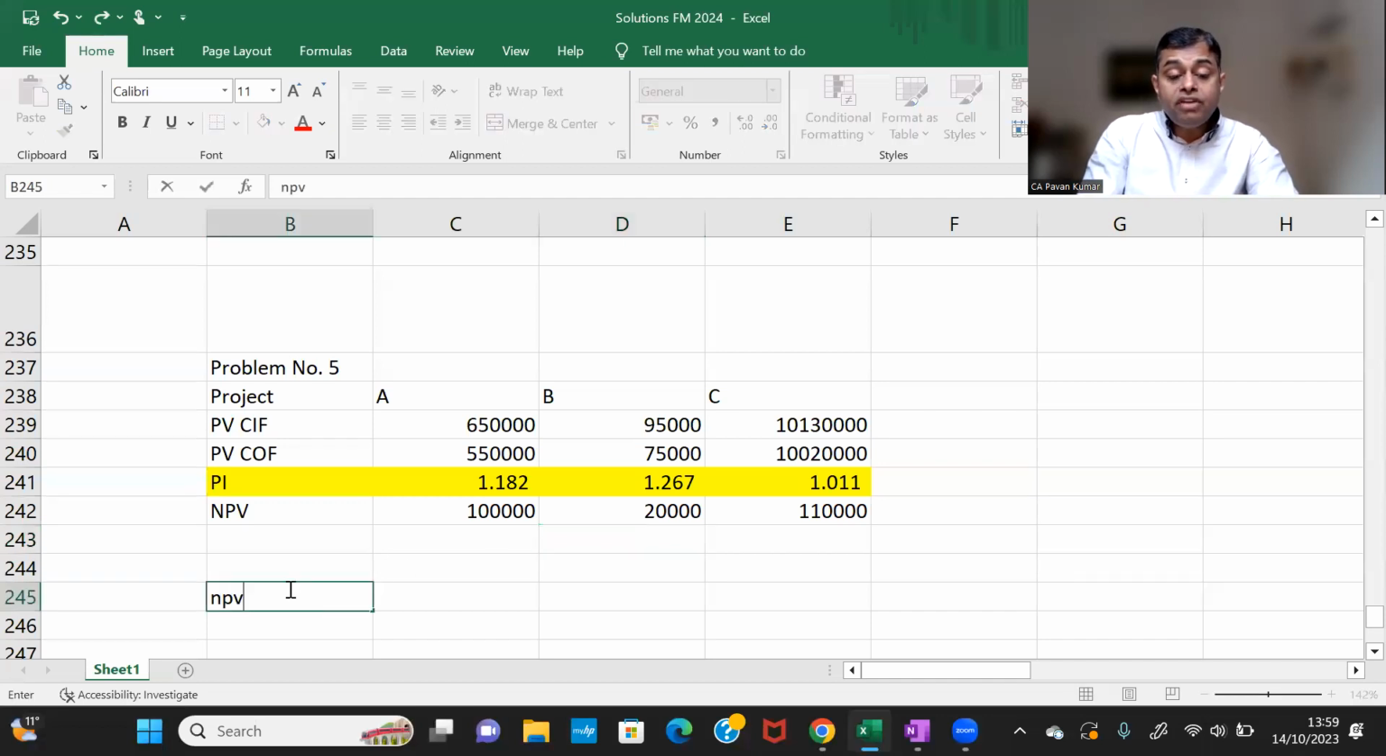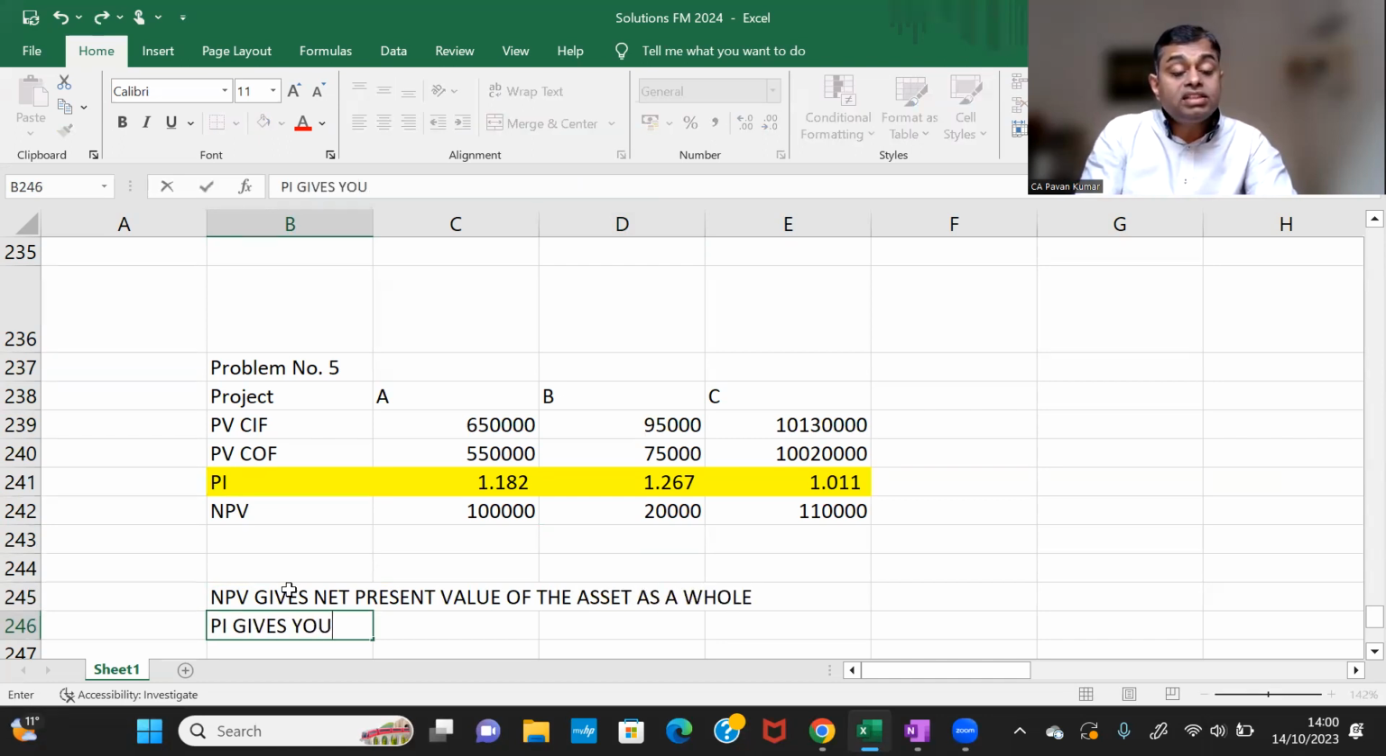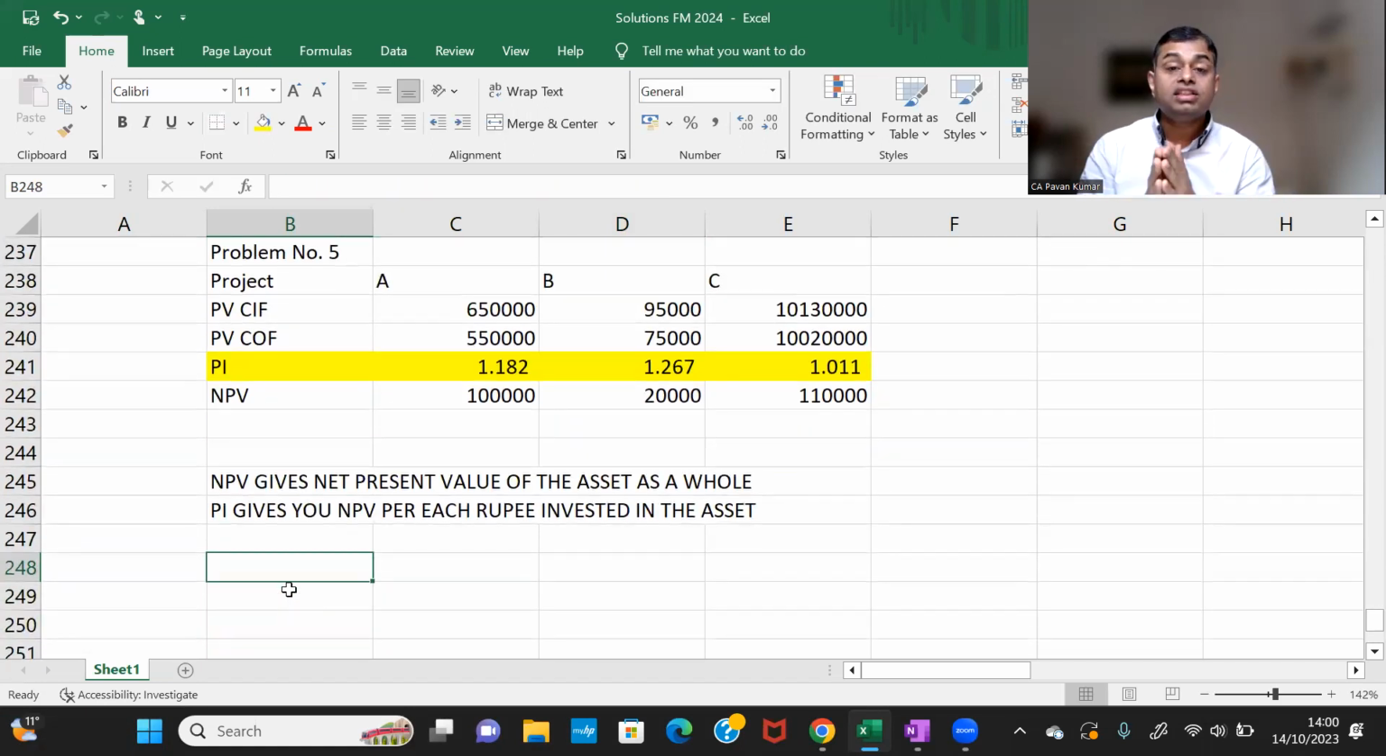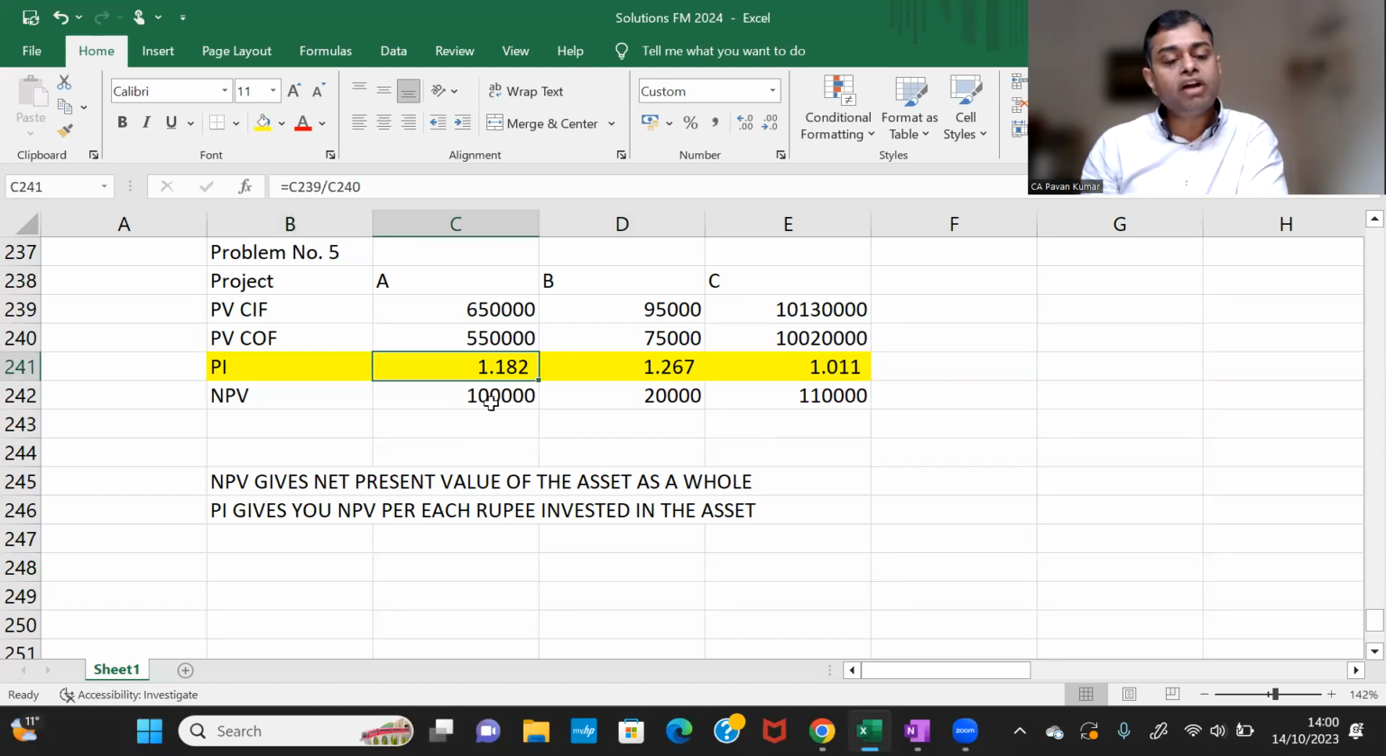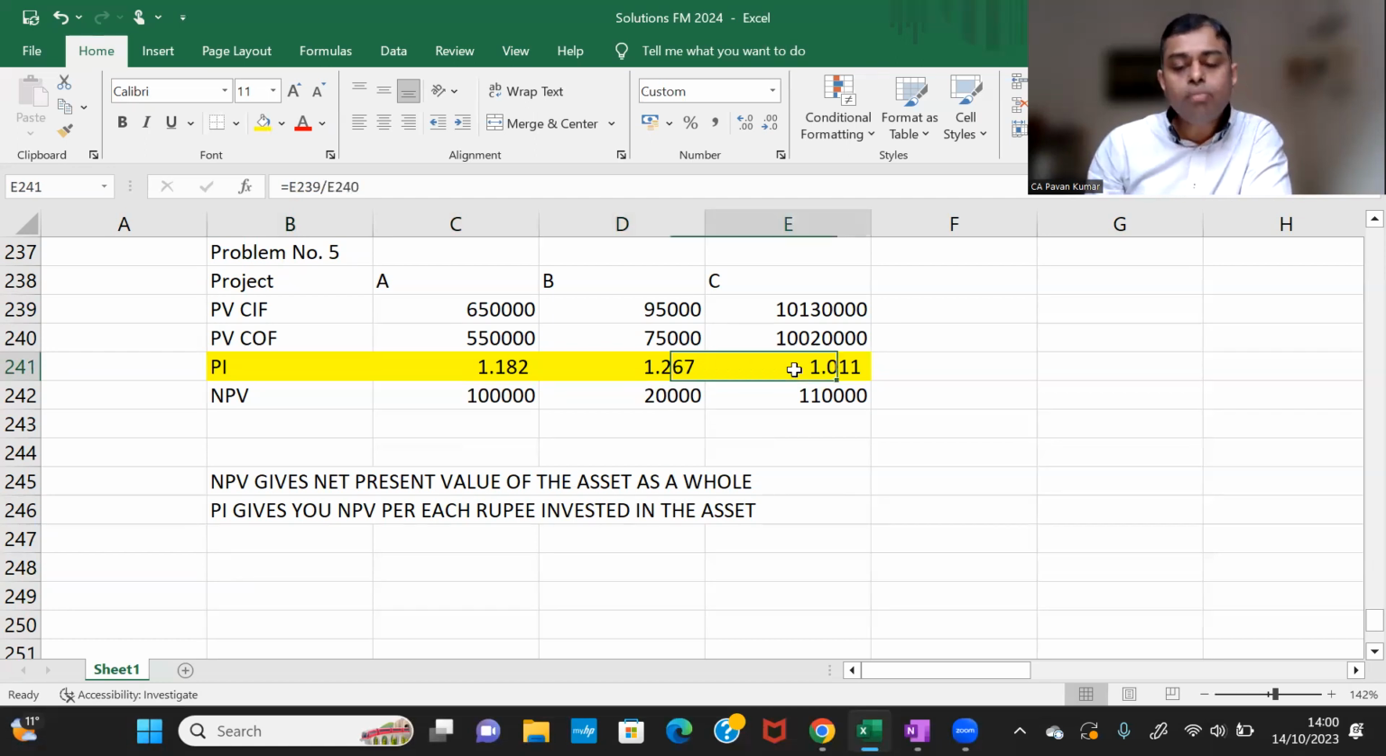So what is the meaning of PI? NPV gives net present value of the asset as a whole. Profitability index gives you net present value for each rupee invested in the asset. Oh my gosh, this is how you should understand the subject. Profitability index gives you NPV per each rupee invested. So invest 1 rupee, get 1.182. Oh, invest 1 rupee, get 1.267. Oh, invest 1 rupee, get 1.011. Present value per rupee calculation.